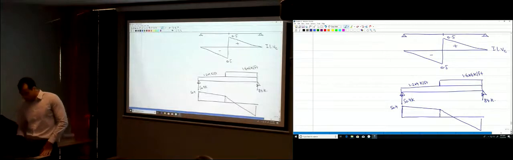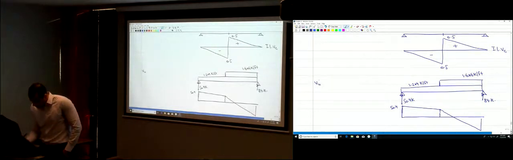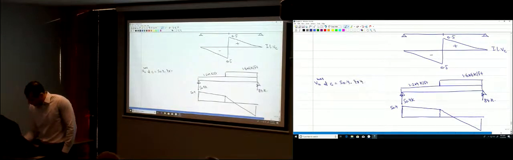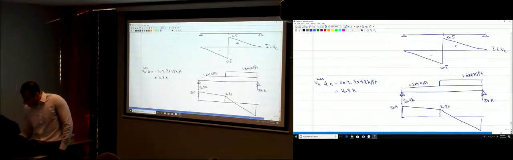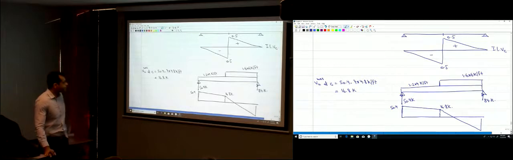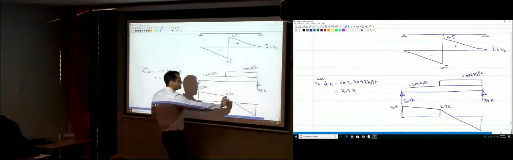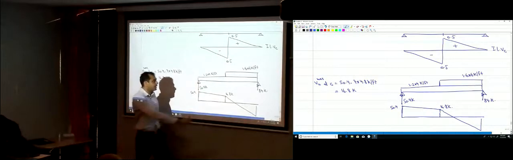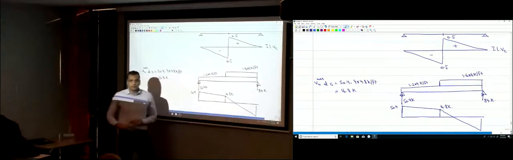So the shear here right in the middle, so V ultimate max at C is going to be equal to 50.4 minus 7 times 4.8 kips per foot. So that is equal to 16.8 K. So 16.8 K. That's the shear right in the middle. That's the maximum shear that can happen right in the middle of the beam. When you apply the load here, the maximum shear is going to be 16.8 right in the middle of the beam.